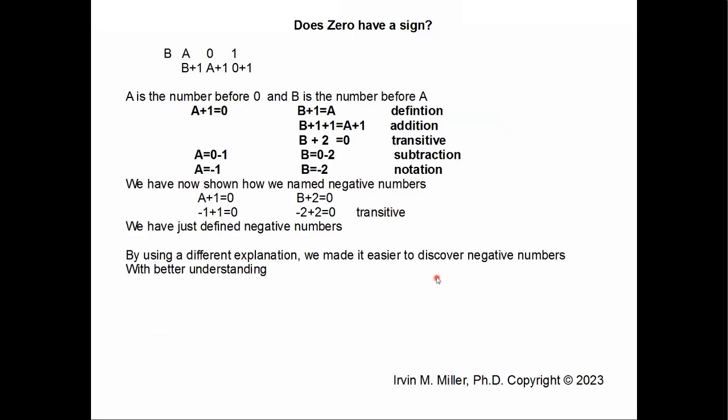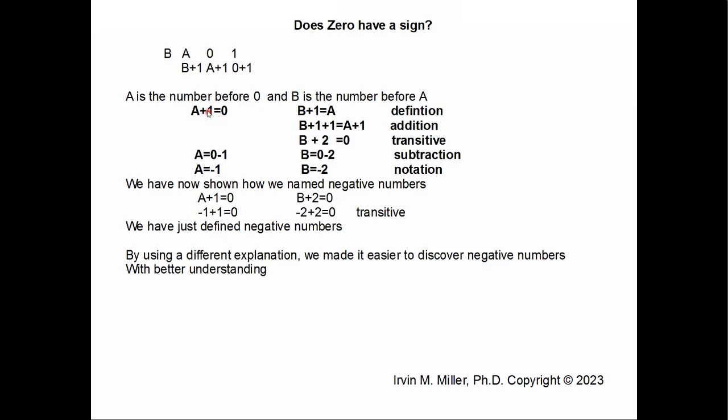Okay, now another misconception is that 0 doesn't have a sign. It's either plus or minus. Well, let's take a look at what happens with this first and a discovery we make. We want to find out what the numbers before 0 are. So A is the first number before it, B is the next number. So A would be B plus 1, and 0 would be A plus 1. This is how we create our numbers.